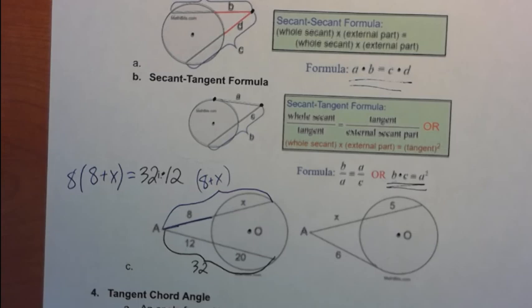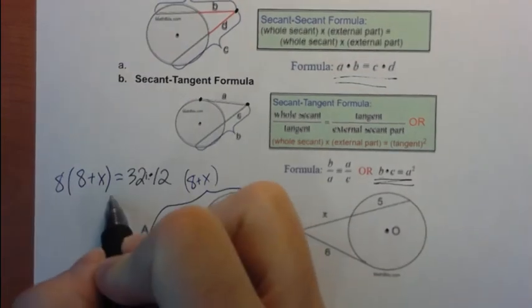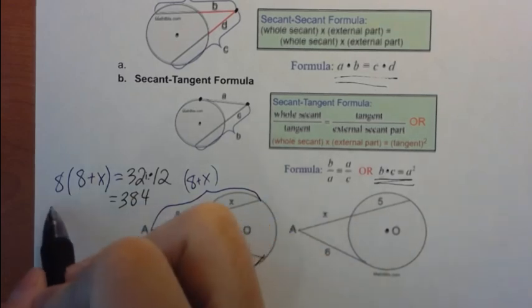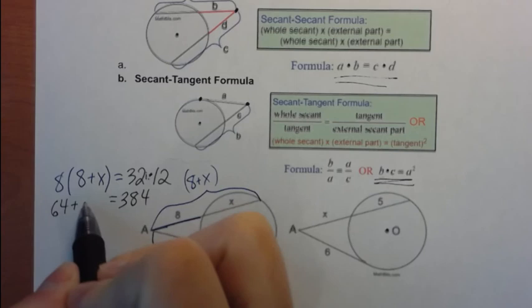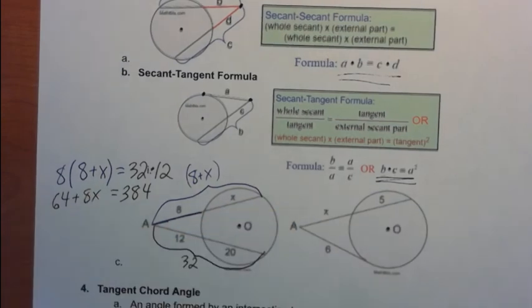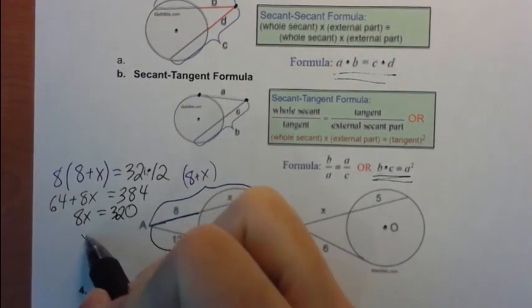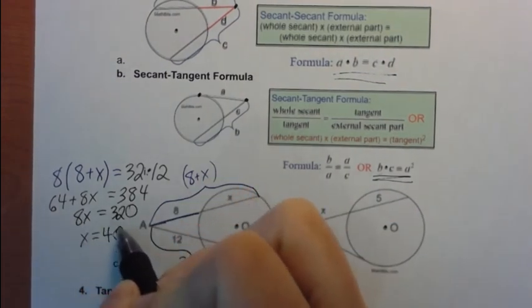We know that the one side is just going to be 8 times both parts in the parentheses, but we've got to grab a calculator for the other part, giving us 384. So we would have 384 equal to 64 plus 8x. Subtract 64 from both sides. We get that 8x is equal to 320, and we don't need a calculator for that. The answer would be 40 for x.